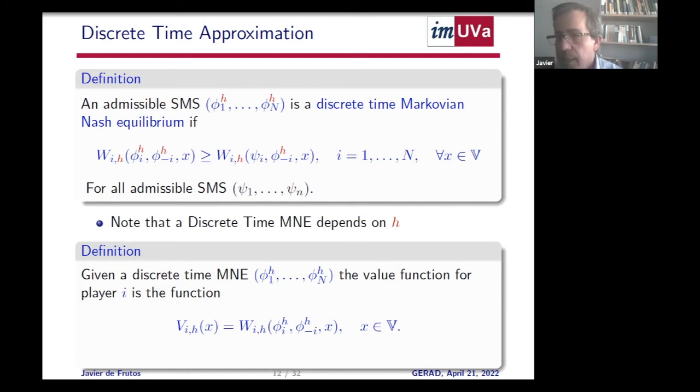And the question arises: what are we computing here? What does this discrete time Nash equilibrium that we compute here have to do with the Nash equilibrium of our continuous model, the model that we want to study in the first place, the continuous time model? Well, this is the objective of the paper, to see that what we are doing here is computing an approximation to the Markovian Nash equilibrium in some sense.